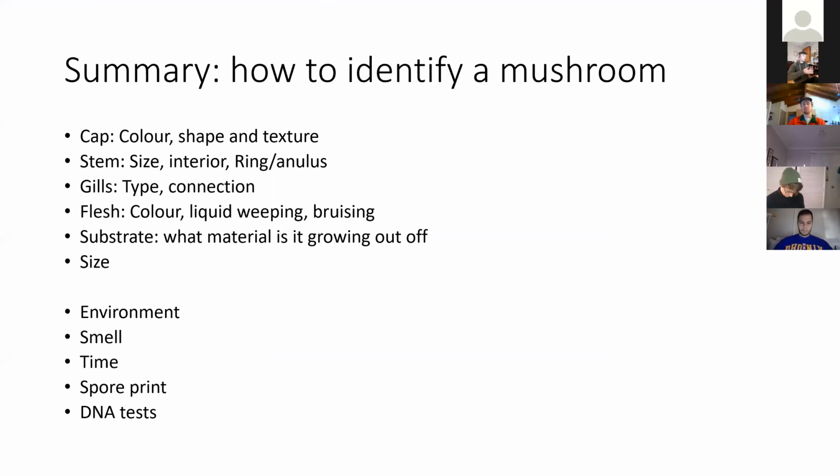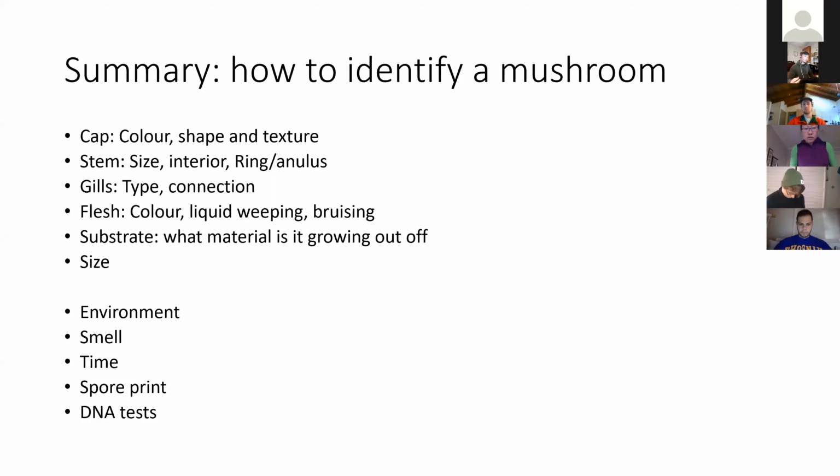When you cut your mushroom open, the color of the flesh on the inside is really important. And a lot of mushrooms have a liquid that weeps out of them. This is a really defining characteristic, especially of the mushrooms we're going to be looking for, where if you cut them open, they're going to start bleeding this orange substance.